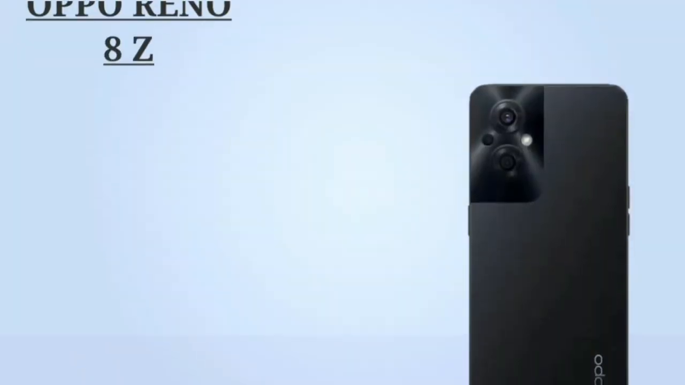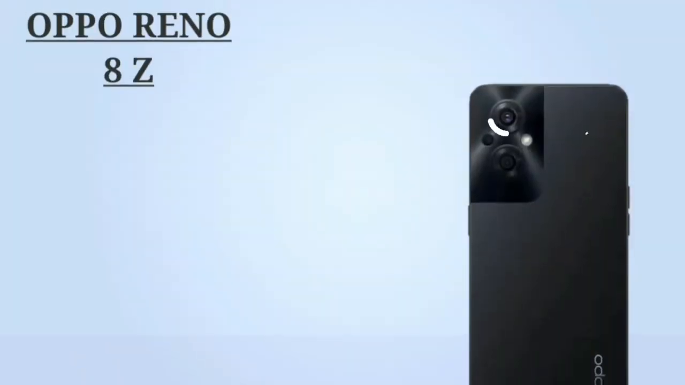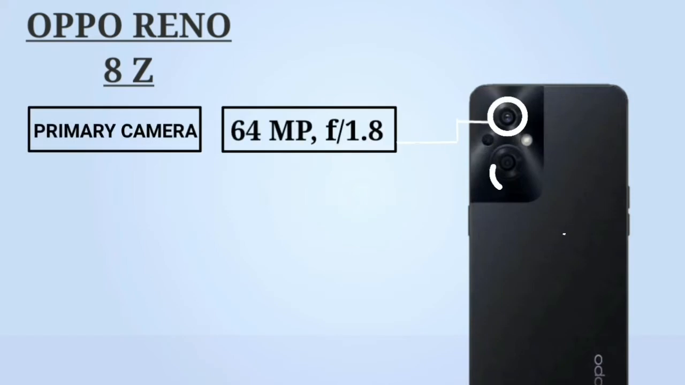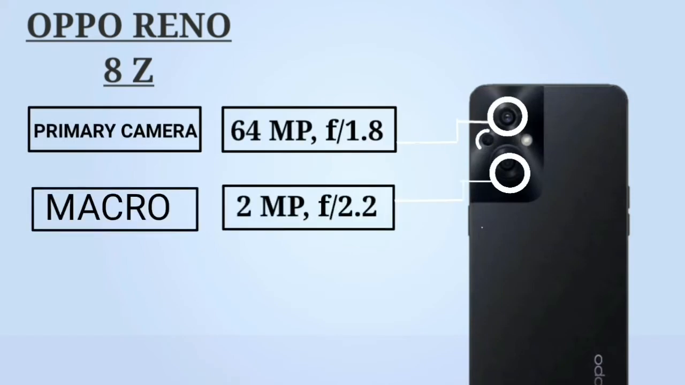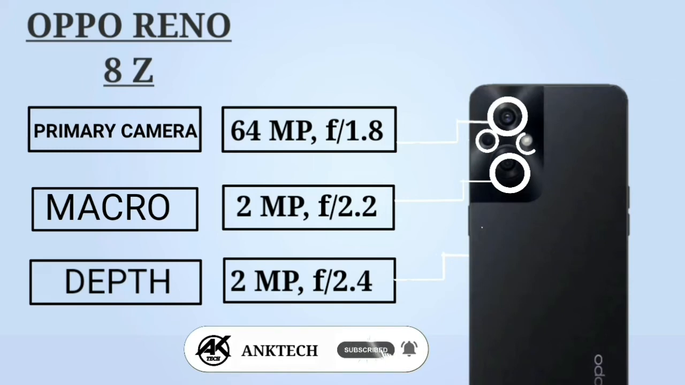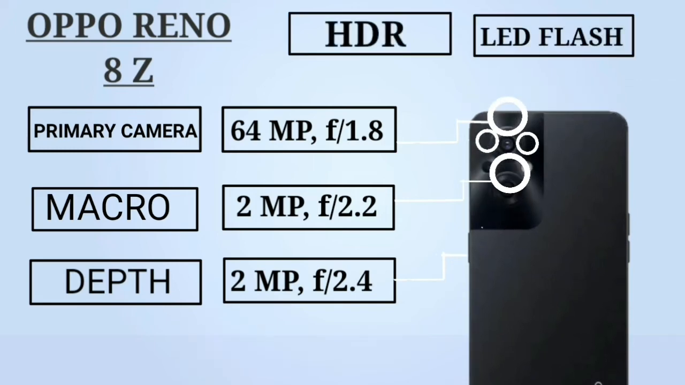Let's discuss Oppo Reno8 Z. It also has a triple camera setup, and its primary camera has 64 megapixel, aperture 1.8, micro camera of 2 megapixel, or depth camera of 2 megapixel, or SDR LED flash.